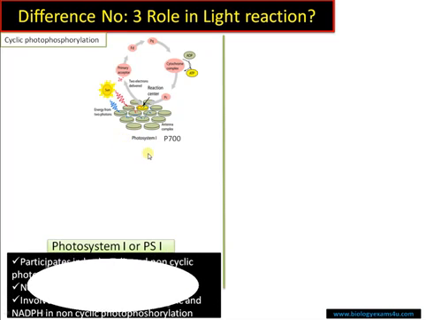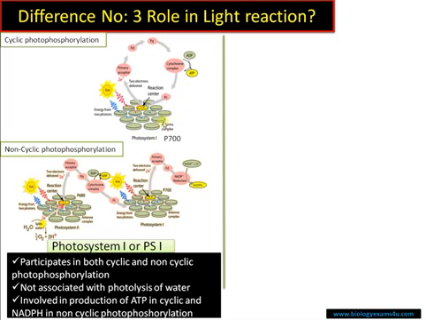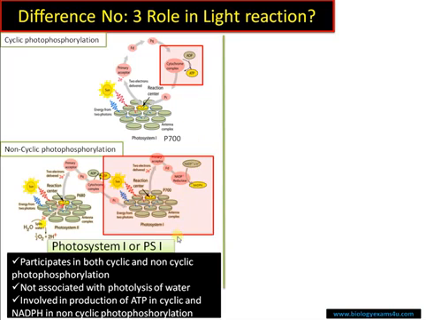Difference number 3 is regarding the role in light reaction. Photosystem 1 is involved in both cyclic and non-cyclic photophosphorylation. In cyclic photophosphorylation, photosystem 1 contributes to the formation of ATP. Electrons return back to photosystem 1. Whereas in non-cyclic, electrons are received from photosystem 2 and it forms NADPH.